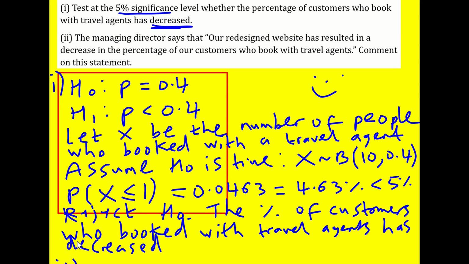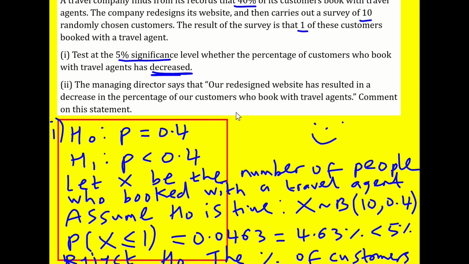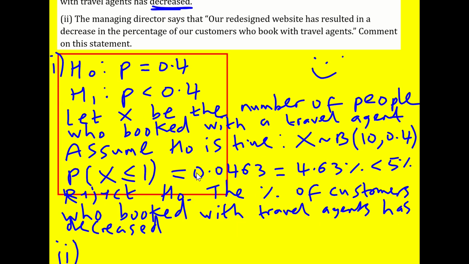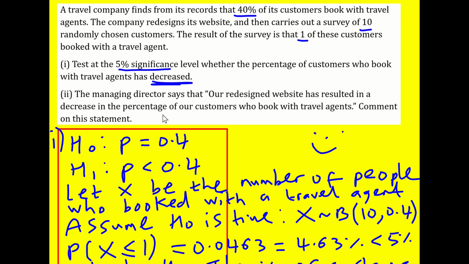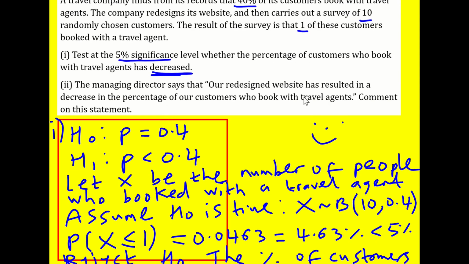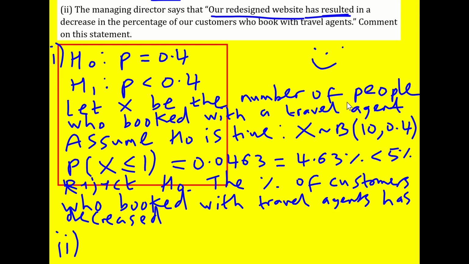So the managing director says that our redesigned website has resulted in a decrease in the percentage of our customers who booked with travel agents. Comment on this statement. Well, the fact is that there has been a decrease in the percentage. And actually, we've accepted H1 in this case. We've said that it has gone down and it's statistically significant. However, the manager isn't just saying that; they're saying their redesigned website has resulted in it. And the key thing is that we don't know that.